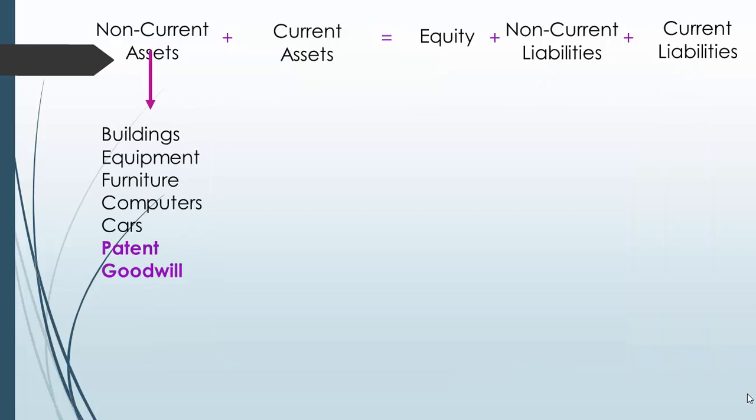If I take my non-current assets, what are they made up of? They're made up of buildings, equipment, furniture, computers, cars, patent and goodwill. Now, can you see that the patent and goodwill are in a different color? And you know why that is? Because there's a difference between these and these. Your buildings, equipment, furniture, these are what we call tangible assets. You can touch and feel them. Your patent and goodwill is what we call intangible assets. They are still assets, but you can't touch and feel it.